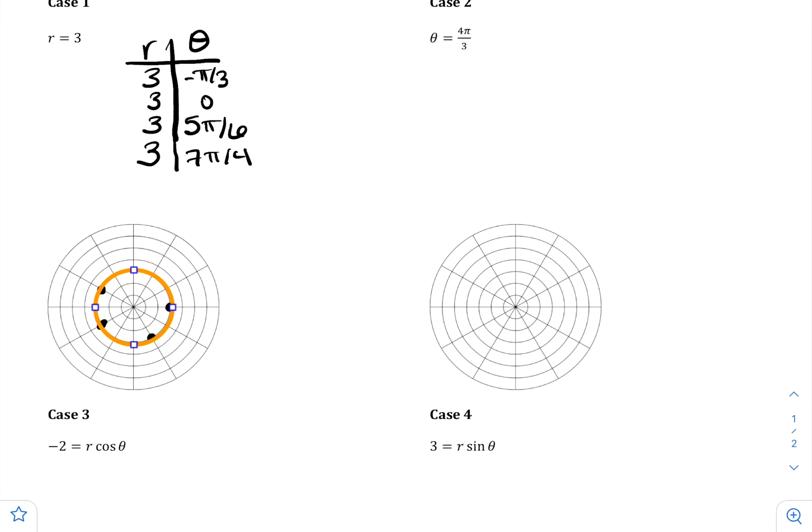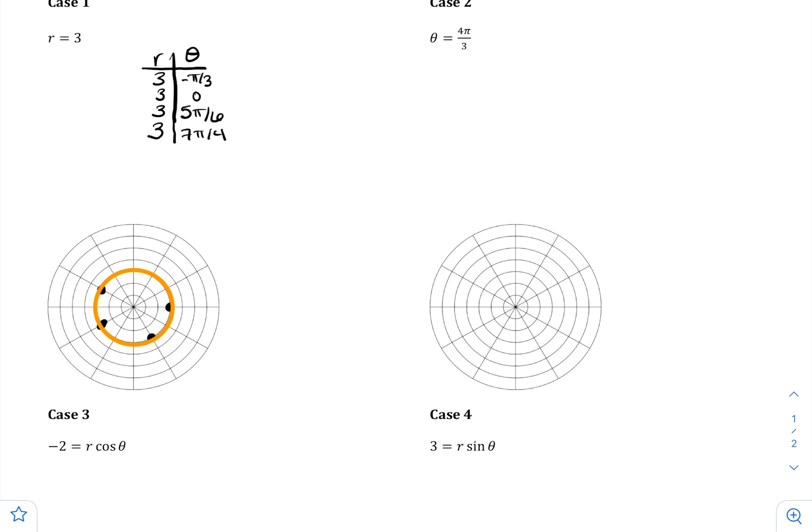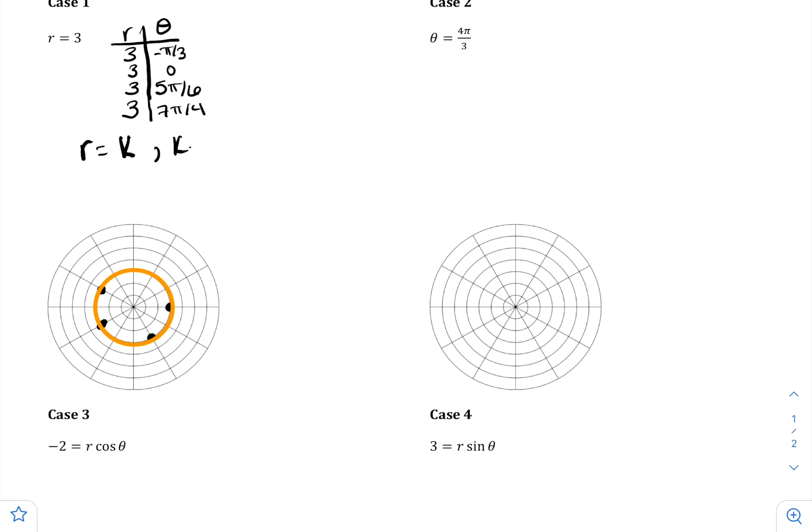So case 1 is very straightforward. Anytime you have r equal to k, where k is a real number, this is a circle where the center is at (0, 0) and the radius is the absolute value of k. So r could also be -3, but remember, when r is negative in polar, it just means you're walking backwards. So you're still going to create a circle of radius equal to the absolute value, positive or negative. So that's case 1, a very simple equation, it's a circle.